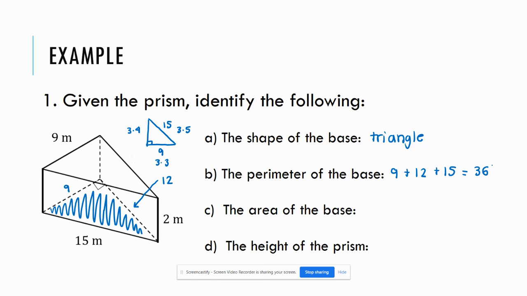And remember, our units are meters. So when we're adding things up, the units don't change. So 36 meters is our perimeter.